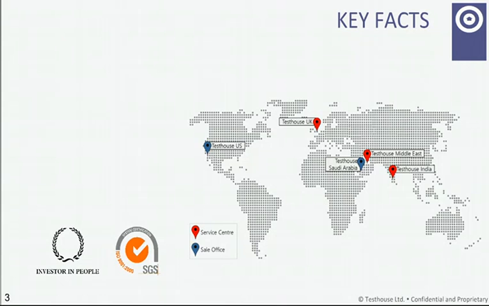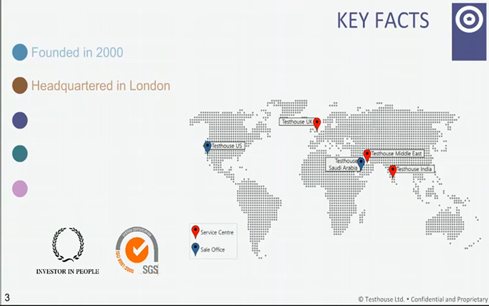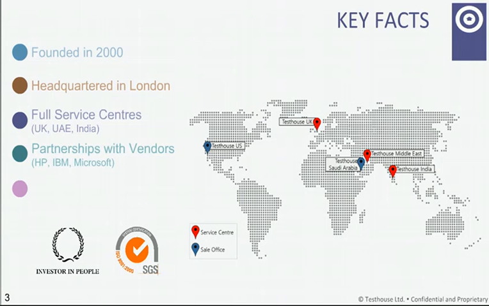So, something about the company. We were founded in 2000, so we've been going for about 15 years or so. Headquartered in London, Docklands. We have full service centres in the UK and the Middle East and India, so we can service customers very well in those regions. We have good partnerships with major software vendors. We're gold partners with Microsoft and also have good relationships with HP and IBM. And we are a quality partner for many leading organisations to make sure that their software quality is as good as they hope it can be.